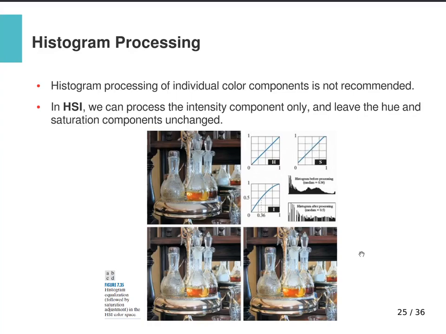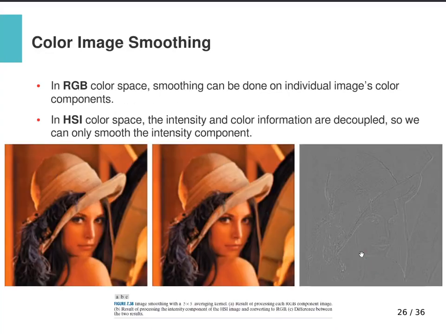But this is an additional step, so depending on the type of the image that you have, you may not need to do this additional step, and you only need to do histogram processing on the intensity component only. What about smoothing?